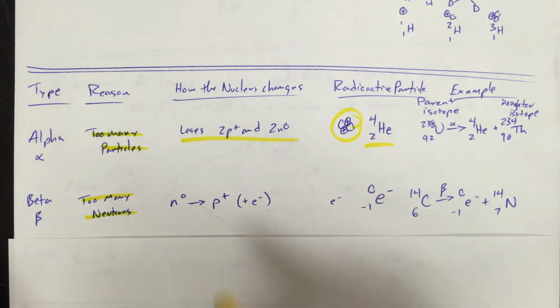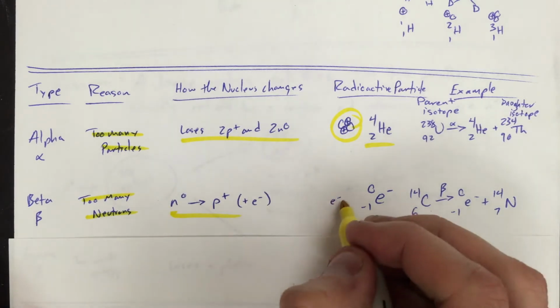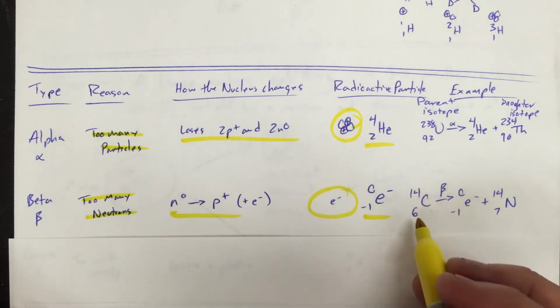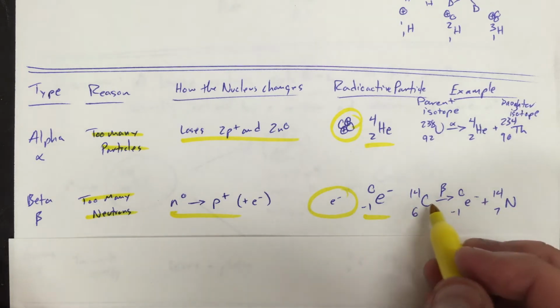And when that happens, an electron is also produced. So the radioactive particle is just that electron. And here it is written in isotope notation. So here is an example of beta decay.